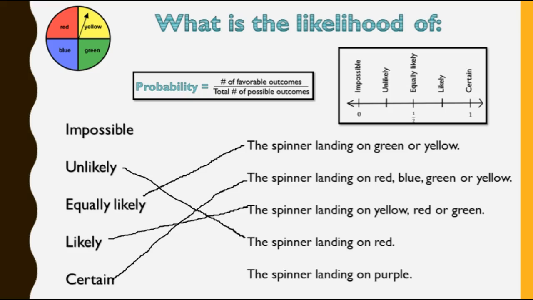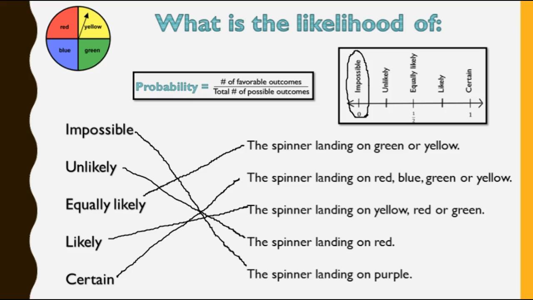Well, there's no purple section, is there? There's no purple section, and there's 4 total possible sections, so that's 0. And that's impossible, obviously. Okay, all right, so then I would say it's impossible that the spinner would land on purple.